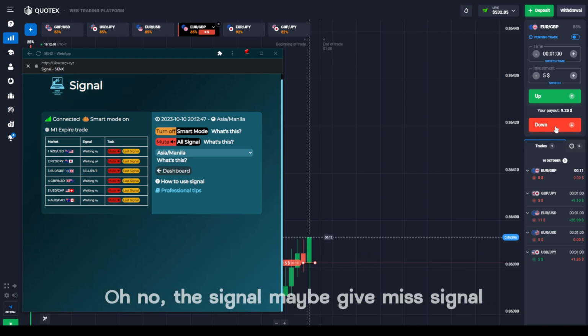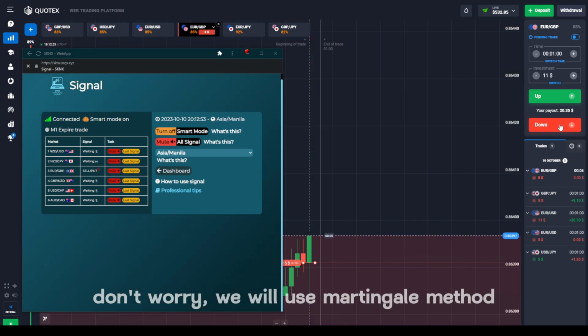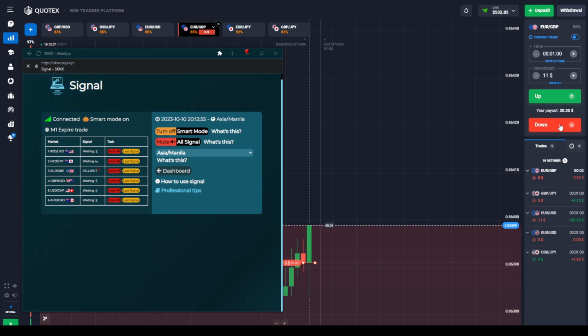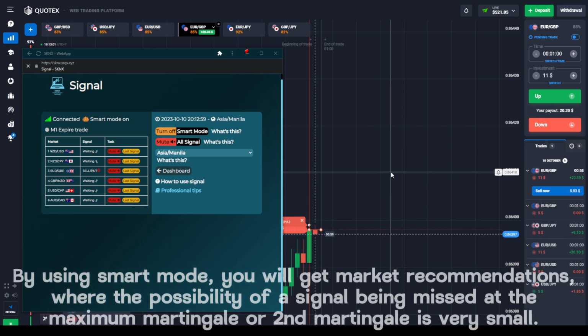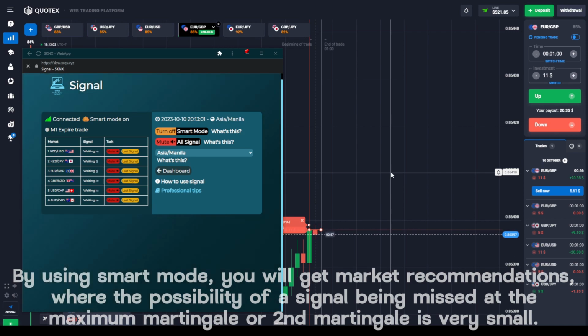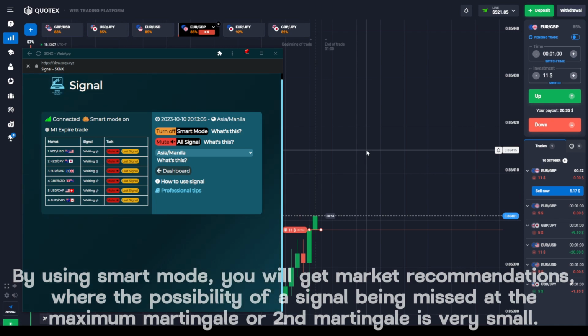Oh no, the signal may have given a misprediction. Don't worry, we will use the Martingale method. By using Smart Mode, you will get market recommendations where the possibility of a signal being missed at the maximum Martingale or second Martingale is very small.